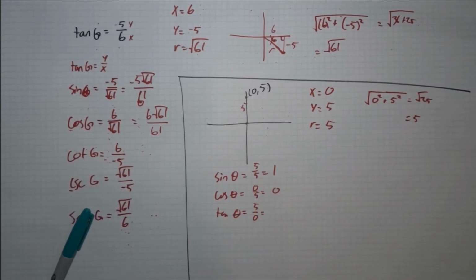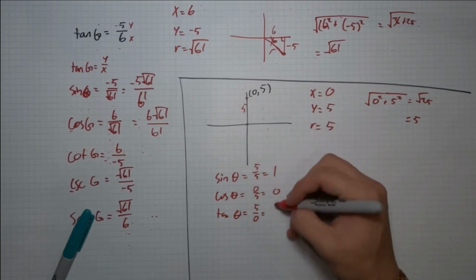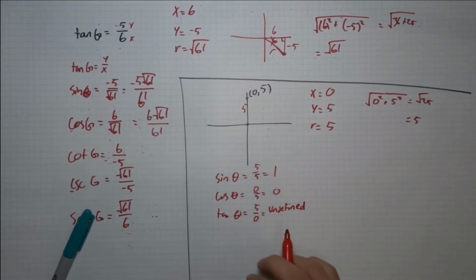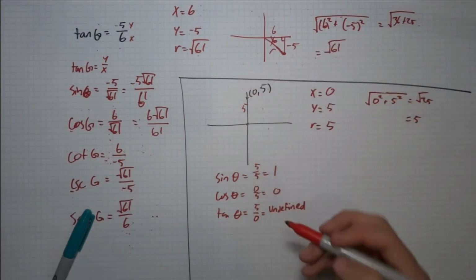We cannot divide by 0, so what we find is that when we try and find the tan of this number, this is undefined. And this is what I was talking about earlier when I said things would get weird. Our tangent right here is not defined when we're on this y-axis.